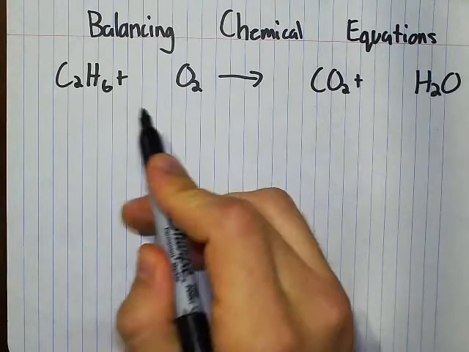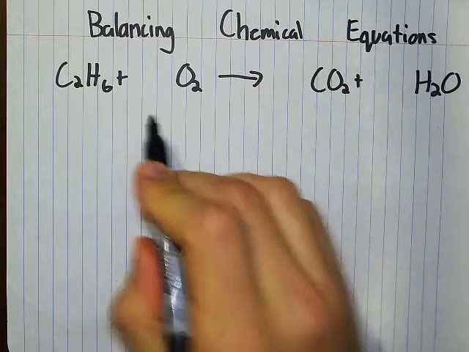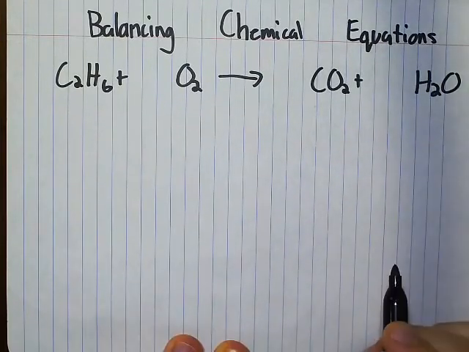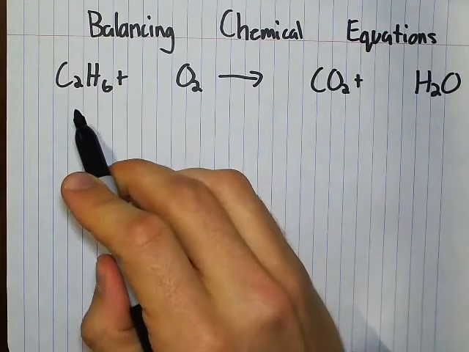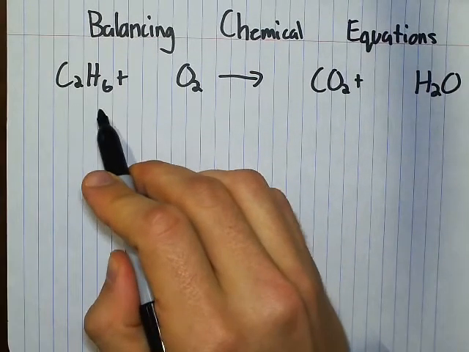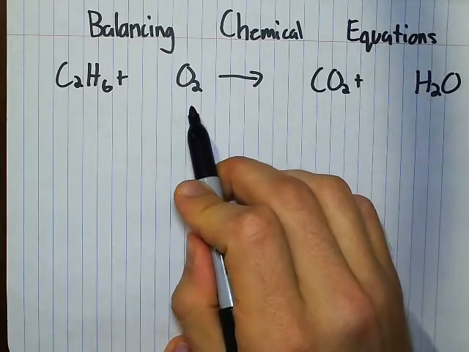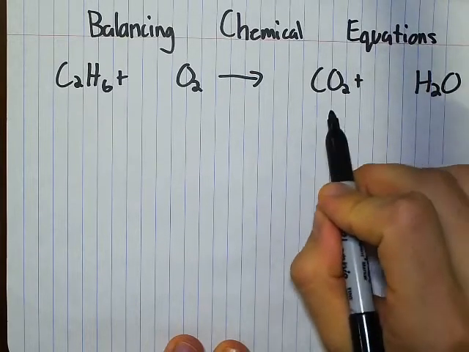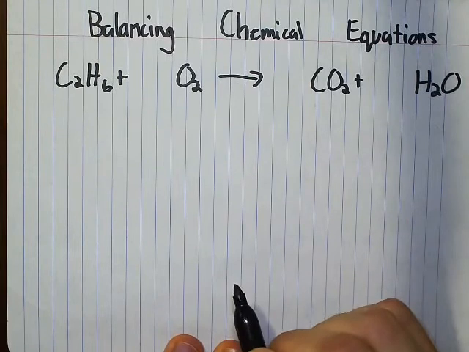How that's done is by adding coefficients to each one of our substance quantities to show each atom moving from our reactant side to our product side. So in this chemical equation, we've got ethane, C2H6, it's called ethane, plus molecular oxygen, O2, yields carbon dioxide, CO2, and water, H2O.